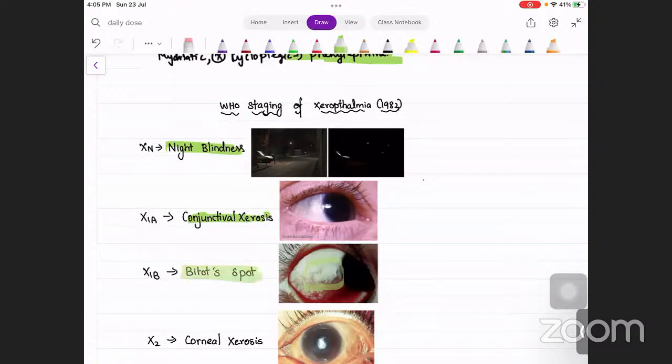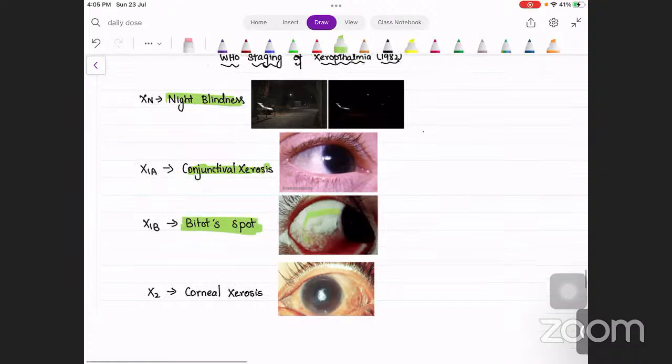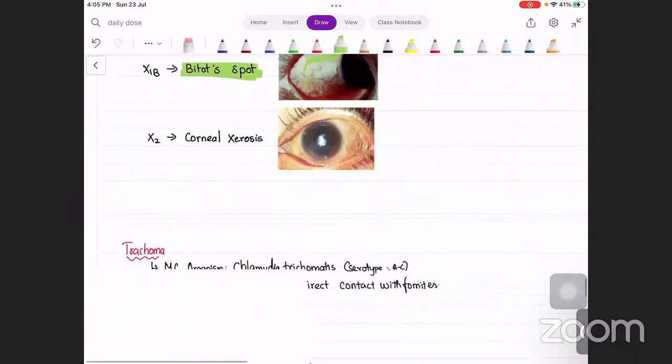Very, very important MCQ: WHO staging of xerophthalmia. X1B is your Bitot spot. X1A, conjunctival xerosis. XN, night blindness. X2, corneal xerosis. X2 is corneal xerosis.